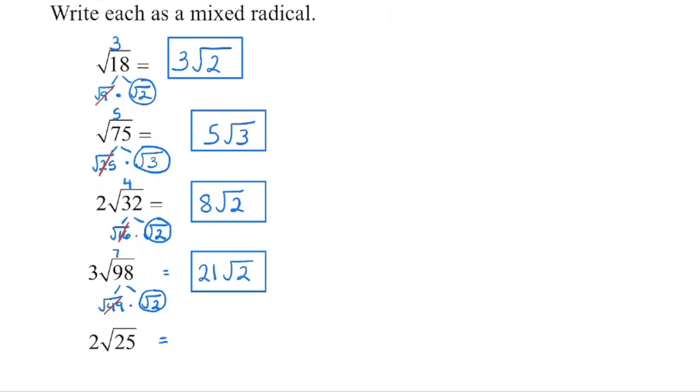And then in this last one, I know that 25 is a perfect square, so I'm going to take the square root of 25. There's no more radical left. I'm going to pull out that 5. We're going to multiply that 5 by the 2 out front, and that gives us a value of 10.